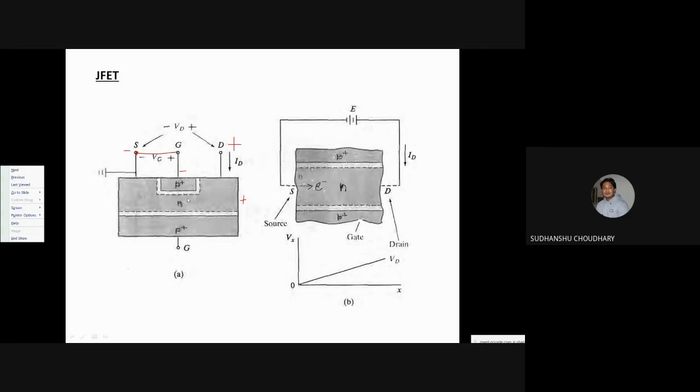When this is reverse biased, that means the VGD, that is the gate to drain voltage, or simply the reverse bias on this PN junction, will control this depletion region width. That is, this depletion region can become large on applying more negative gate voltage. Similarly, the gate voltage is here also, the same gate. I mean, these two gates are shorted. So the amount of reverse bias on this junction will also increase, and this depletion region will also increase.